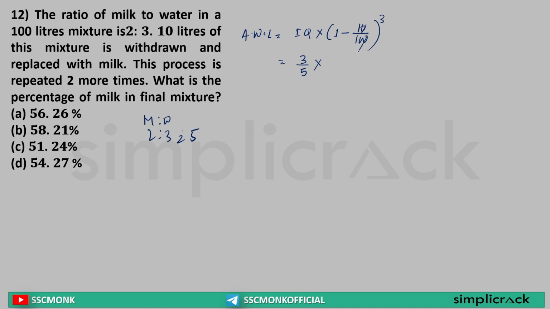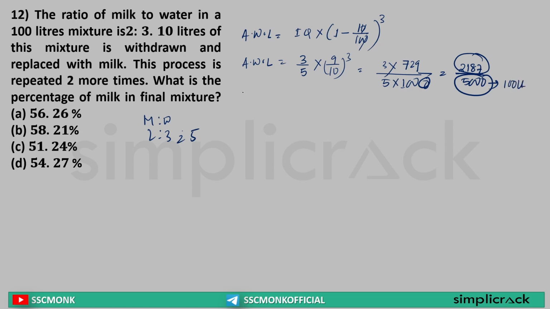Now this process was repeated 3 times, so to the power 3. Multiplied by 9 by 10 to the power 3, that is equal to the amount of water left. I can say 3 multiplied by 9 cube, which is 729, divided by 5 into 1000. This is my answer. If I multiply this, I will get 2187 in the upper part, and in the lower part 5000. This is the amount of water left. So 2187 part of water is left out of 5000. Now this 5000 is given what? Total amount of the mixture, that is equal to 100 liter.